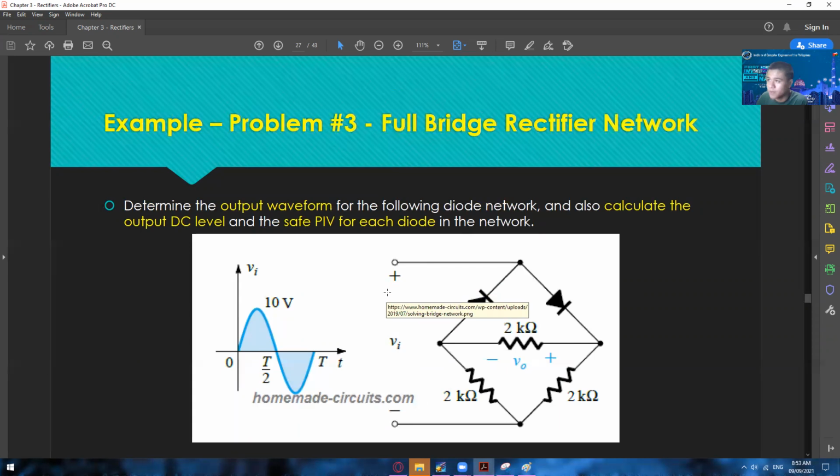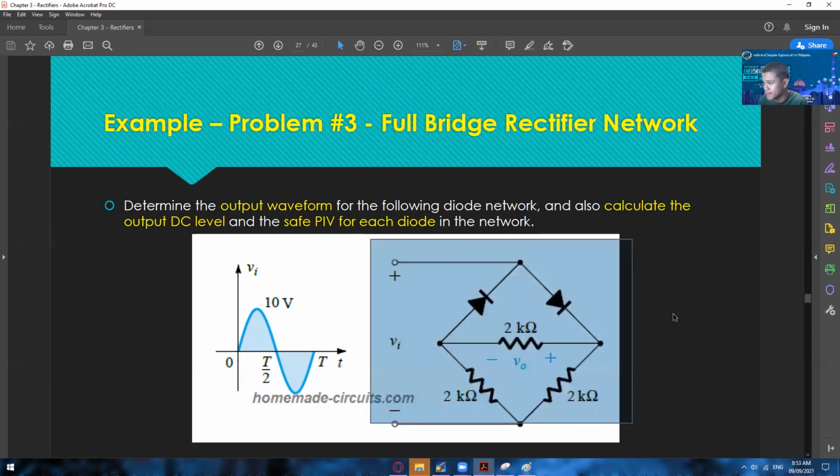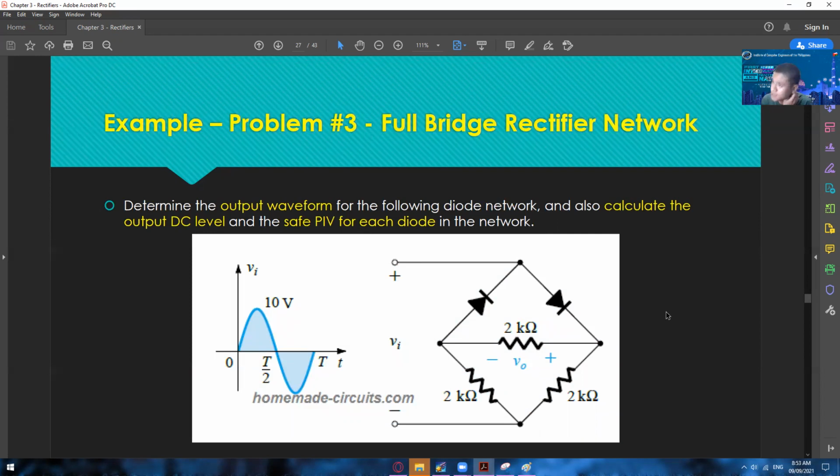Let's now have a real example when it comes to a full bridge rectifier. Determine the output waveform for the following diode network, and also calculate the output DC level and the PIV for each diode in the network. I'll give you guys a minute to analyze this circuit. We have this voltage input right here at 10 volts peak-to-peak. What will happen with this kind of circuit? Let's answer the waveform first. Will this accept both cycles, or a positive cycle only, or a negative cycle only?